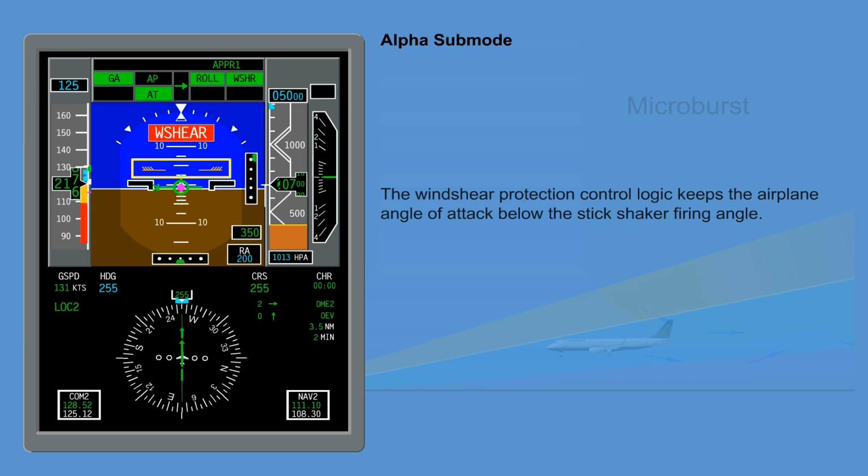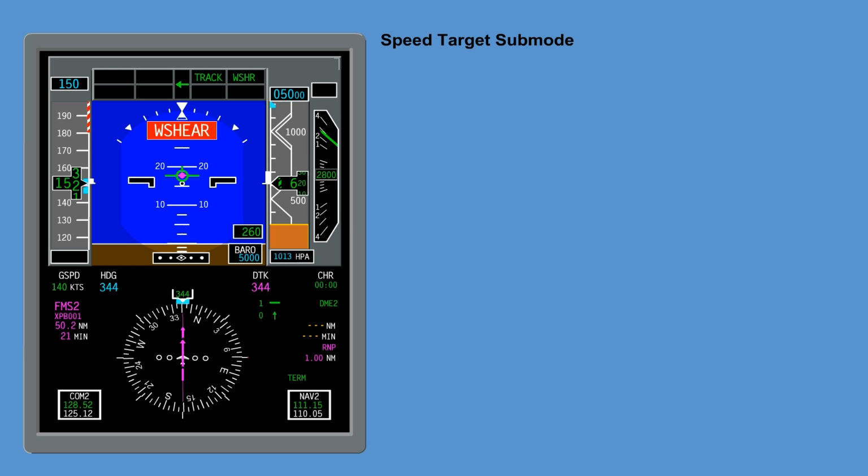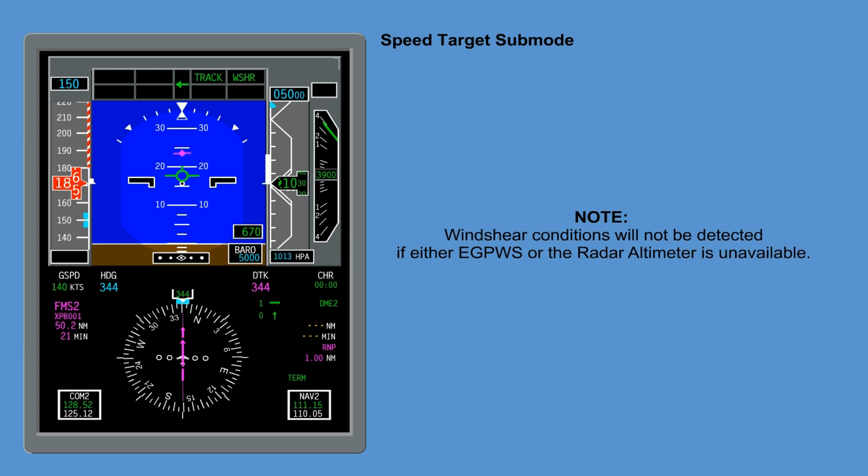The wind shear protection control logic keeps the airplane angle of attack below the stick shaker firing angle. The speed target submode. The airplane manages the airspeed to prevent overspeed. Pitch up is commanded to maintain the calculated airspeed. Note: wind shear conditions will not be detected if either EGPWS or the radar altimeter is unavailable.